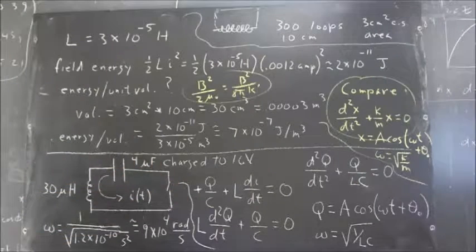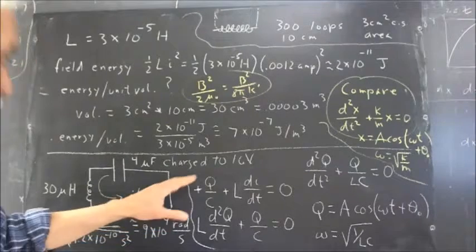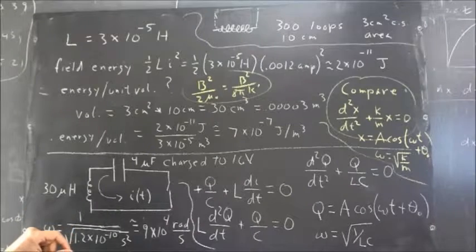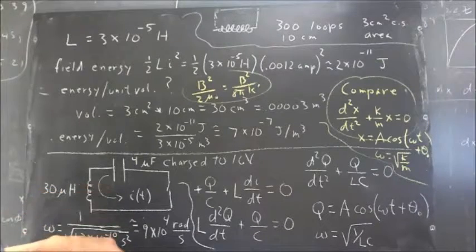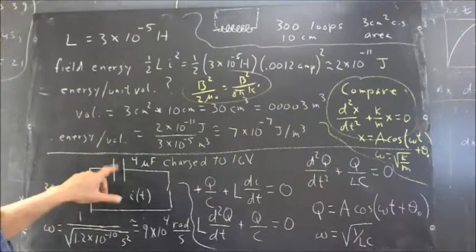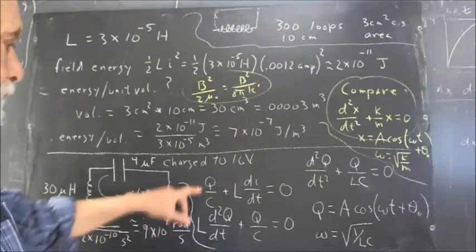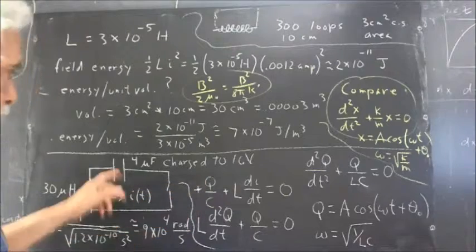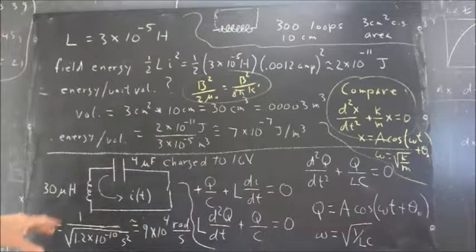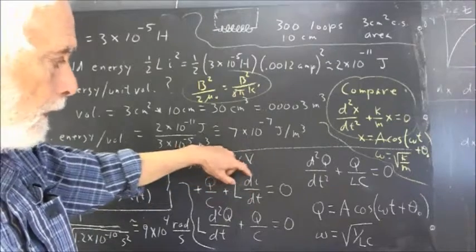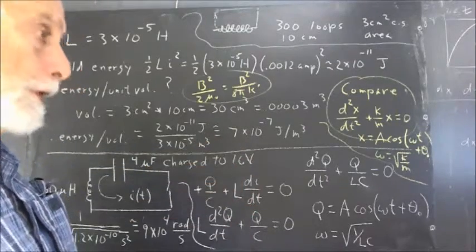We can easily write the equation for this circuit. We have no source, so we just do the voltage drops here: the voltage drop across the capacitor and the inductor. The voltage drop across the capacitor is just Q over C, where Q is the charge of the capacitor, and the voltage drop across the inductor is L di dt, the inductance times the rate of change of the current.